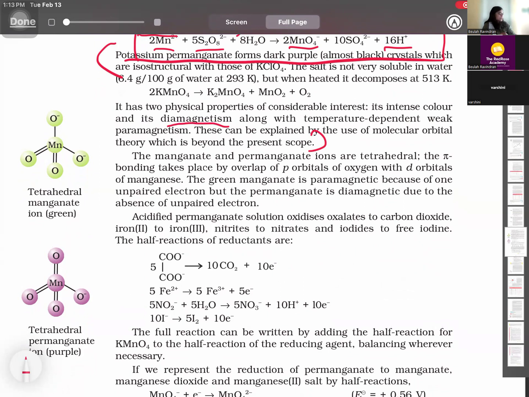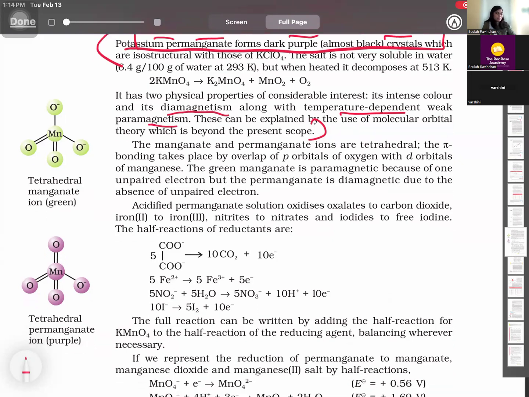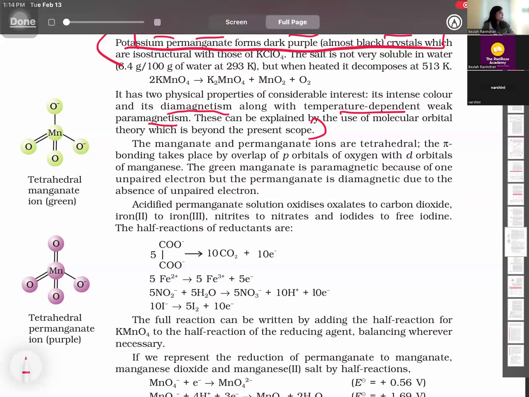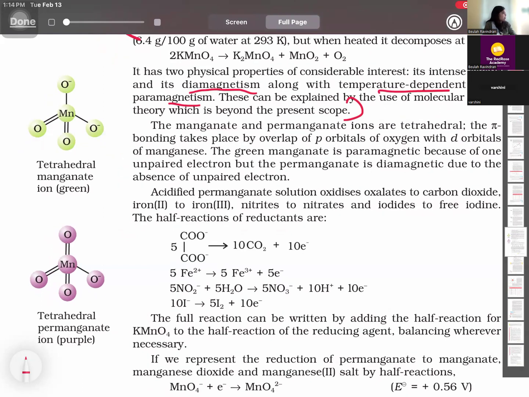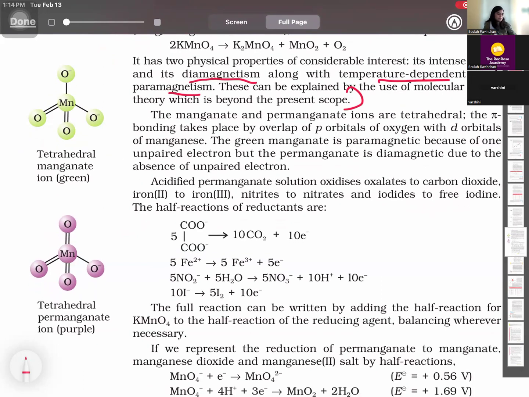Diamagnetism, you know that, right? So it is temperature dependent, especially. It shows only weak paramagnetism. These can be explained by the use of molecular orbital theory. You know, right? But it is not in your scope right now. So what is the shape? Both are tetrahedral in nature. What is the missing thing?